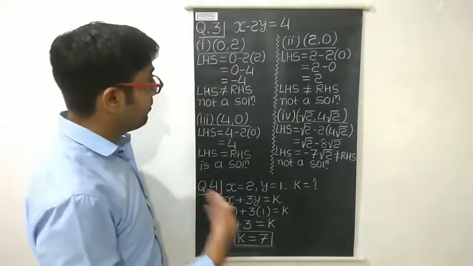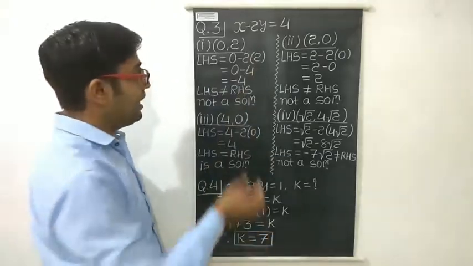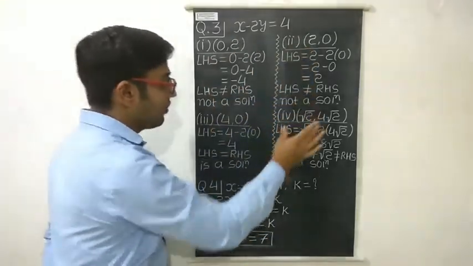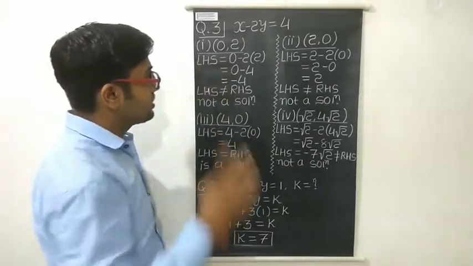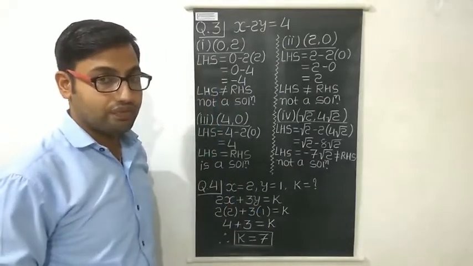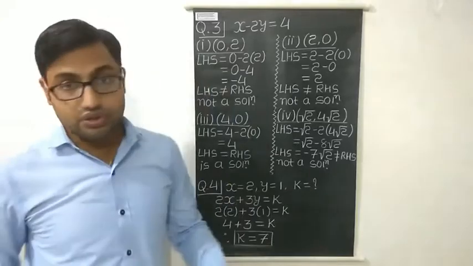So in this way, whenever we have given a linear equation and we have given the different values of x and y, we can check either it is a solution of this linear equation or not. Okay? Let us study the question number 4.